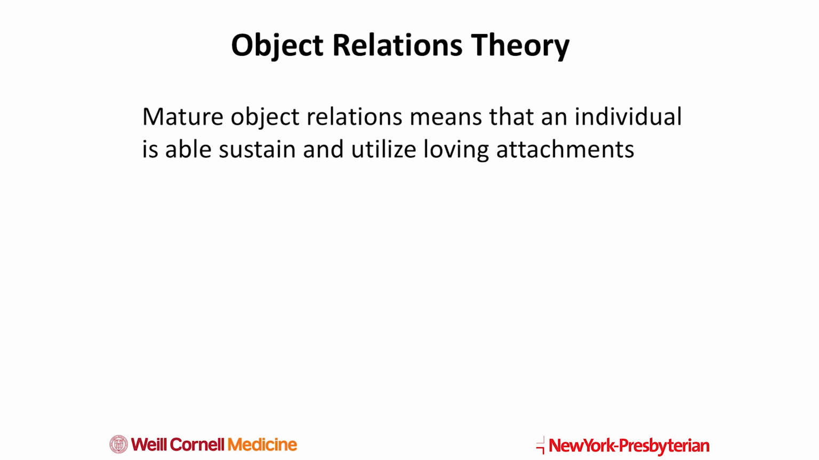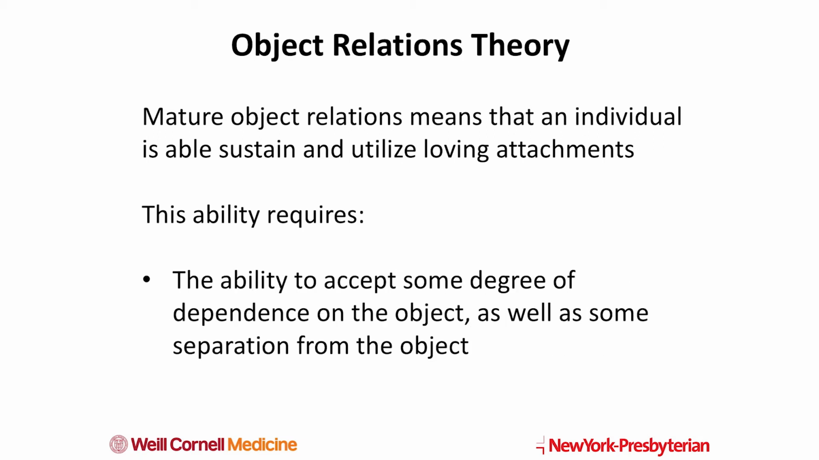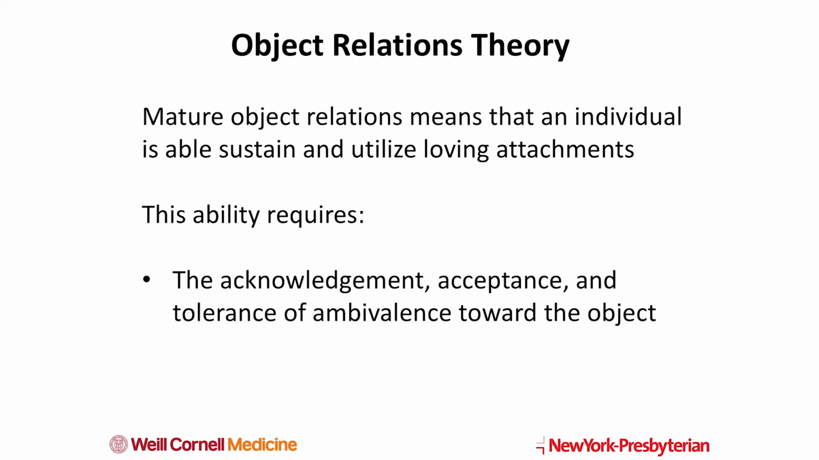To review, all psychoanalytic clinicians, in addition to Kernberg, agree that the evaluation of object relations is an important parameter along which to look at all mental health. In general, object relations are assessed as mature when an individual is able to sustain and utilize loving attachments. As we have said, this ability requires the recognition that the object is distinct from the self and that one's own needs may sometimes conflict with those of the object. It also requires the ability to accept some degree of dependence on the object as well as some degree of separation from the object. Mature object relations also require the acknowledgement, acceptance, and tolerance of ambivalence towards the object.